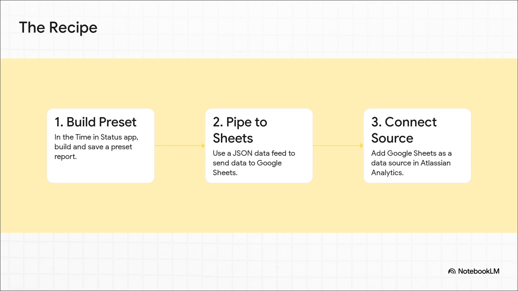Step 1, you build and save a report, a preset, in the Time in Status app. Step 2, you use its data feed feature to pipe that report's data straight into a Google Sheet. And step 3, you just connect that Google Sheet as a new data source in Atlassian Analytics. That's it. You've just built a live data pipeline from a specialized app right into your main dashboard.